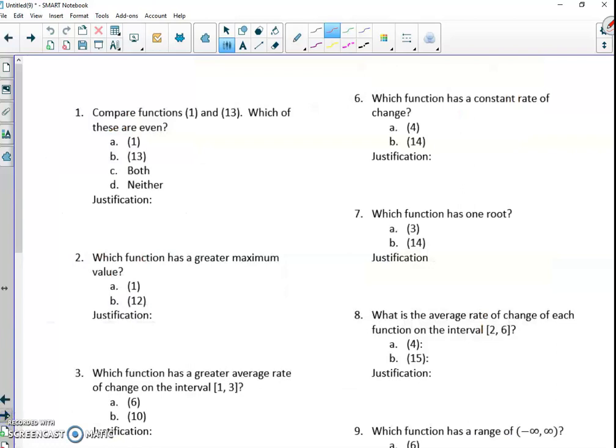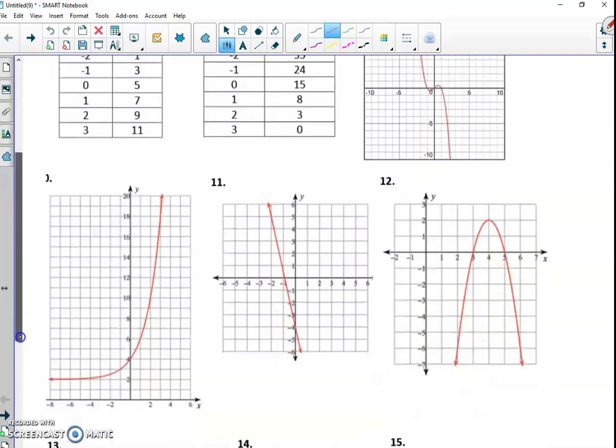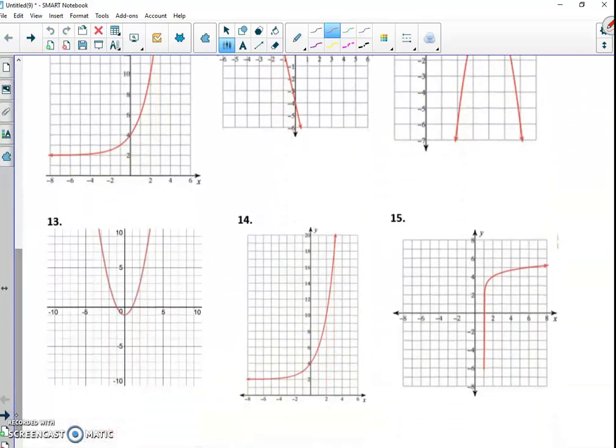Number 1 says compare functions 1 and 13. Which of these are even? So let's look at function 1 and 13. Function 1 is a little bit trickier because it is an equation versus 13 is a picture.